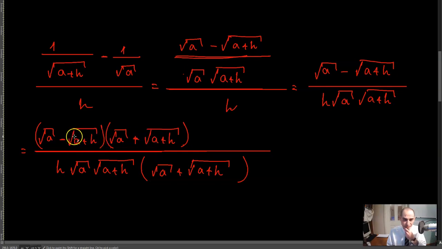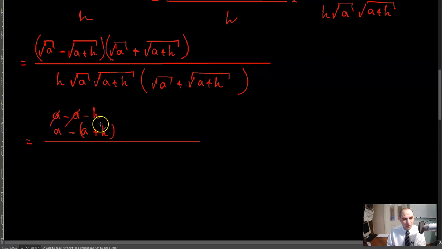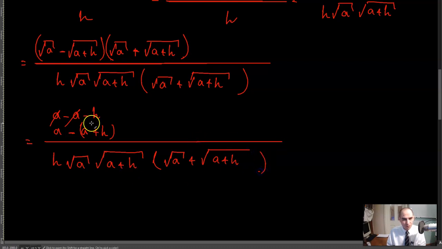This is a minus b times a plus b, which is a squared minus b squared, which is the square root of a, whole squared, equal to a, minus b squared, which is a plus h, which is the same thing as eventually a minus (a plus h), that is negative h. So the numerator becomes this, and the denominator becomes h times the square root of a times the square root of a plus h times the square root of a plus the square root of a plus h, right? Of course, here the numerator becomes a negative h.